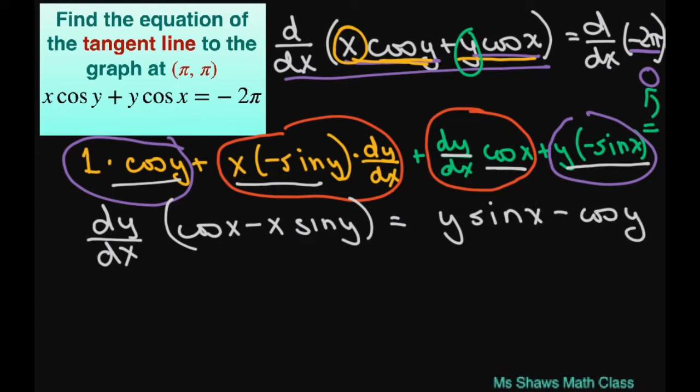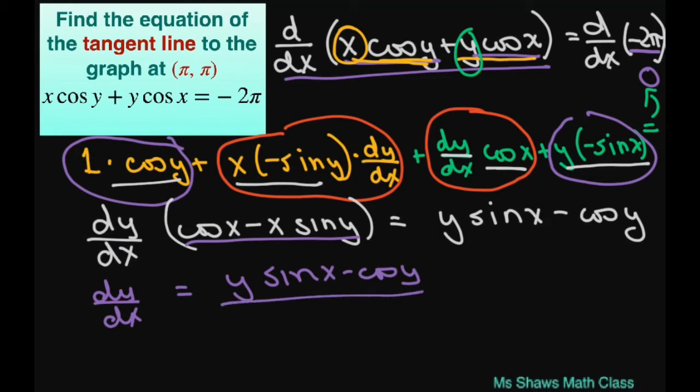From there, I'm going to divide both sides by this piece. So we have the derivative of y with respect to x equals y sine of x minus cosine of y divided by cosine of x minus x sine of y. So now we have that. We want to substitute our pi in to find our slope.